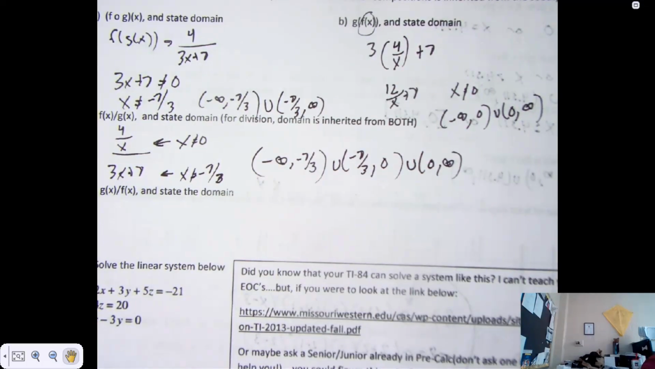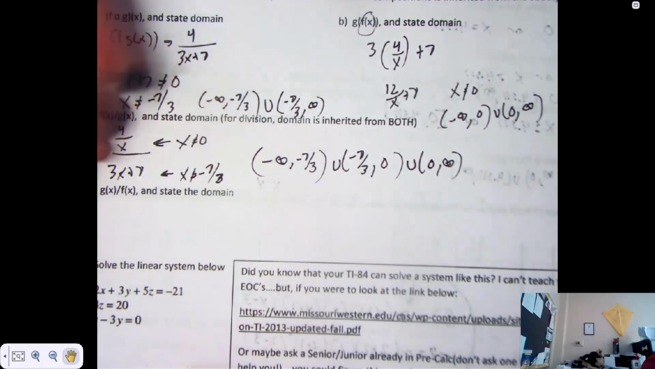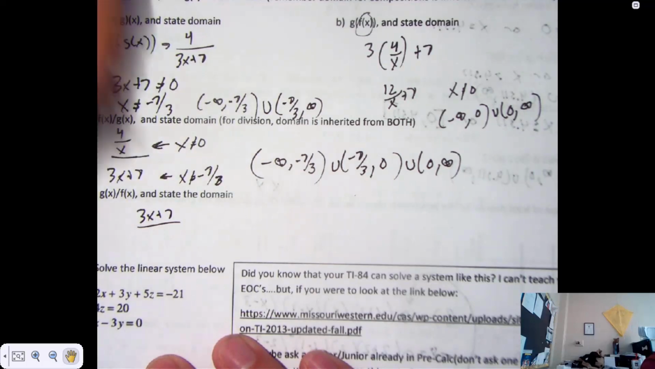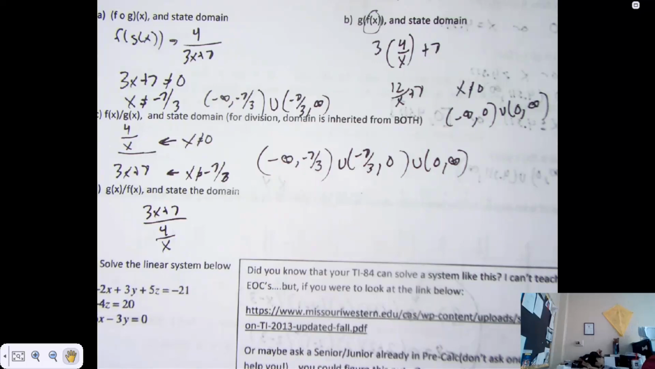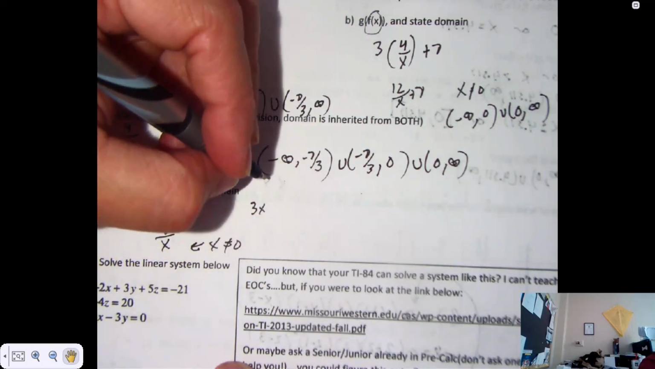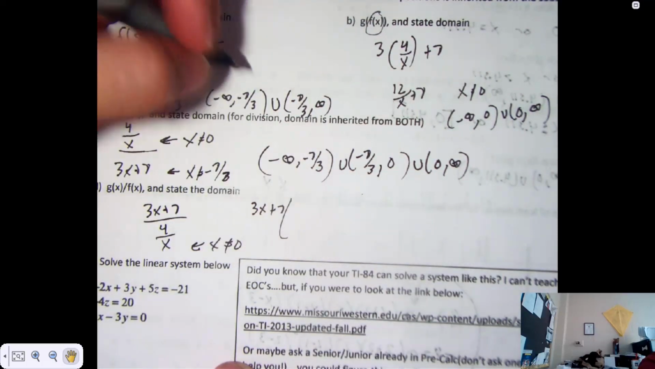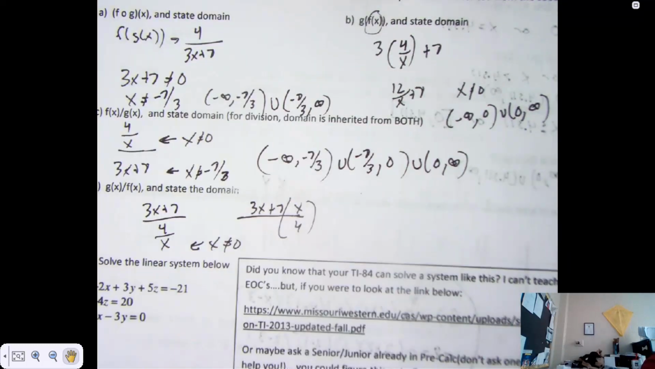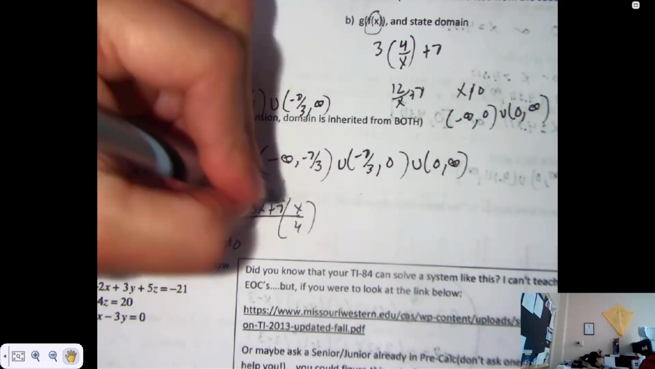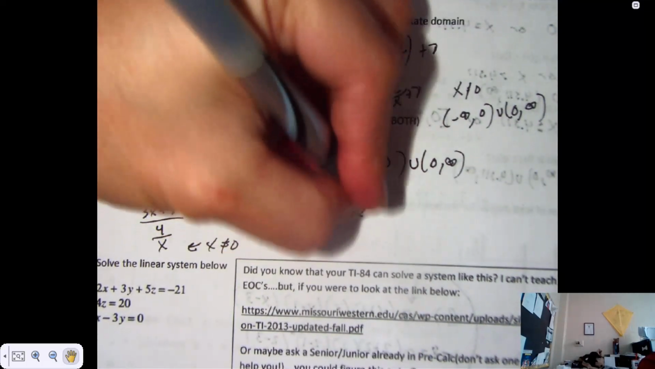And D, which would probably be the last, I might do another one after that. D is g of x over f of x. So 3x plus 7 sitting over 4 over x. Now we're going to clean this up a lot, but look at it. What can't x be? You know that x cannot be 0. Now, how do you divide by a fraction? Multiply by the reciprocal. So 3x plus 7 times x over 4. I'll just expand that. You multiply x by both front pieces. That's 3x squared plus 7x over 4.